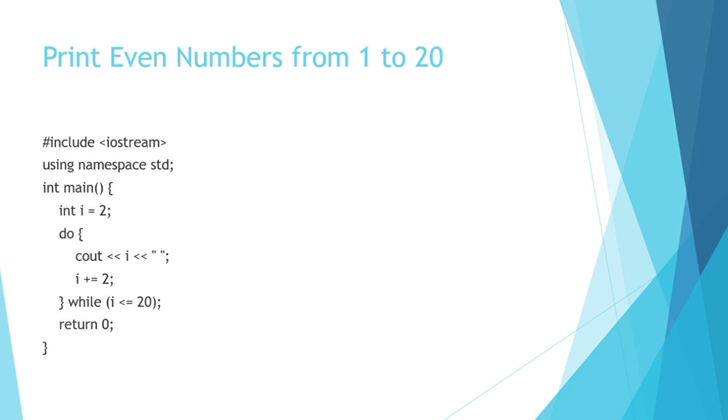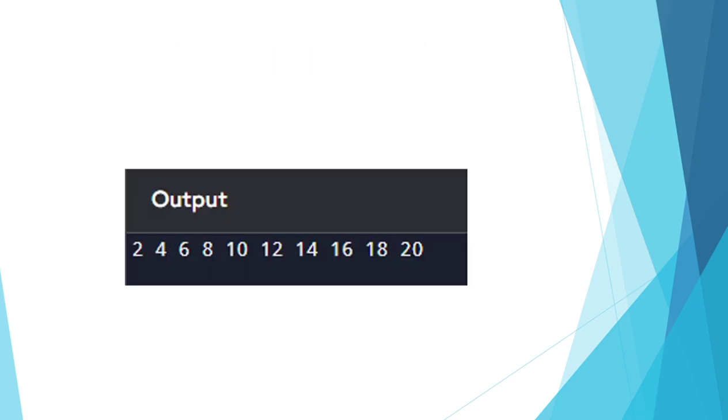while (i <= 20). This is the condition for the do-while loop. The loop will continue running as long as the value of i is less than or equal to 20. The key point to note is that this condition is checked after each iteration. If the condition evaluates to true, the body of the loop will execute. If it's false, the loop will stop. After successful execution, the output will look like this.